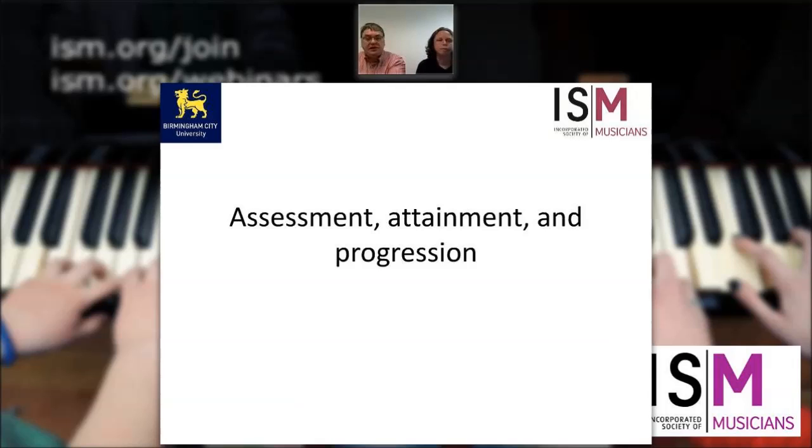We want to consider now a little bit more detail about assessment, attainment and progression, and just try and unpick, if we can, but also problematise some of the ways in which that's being done.